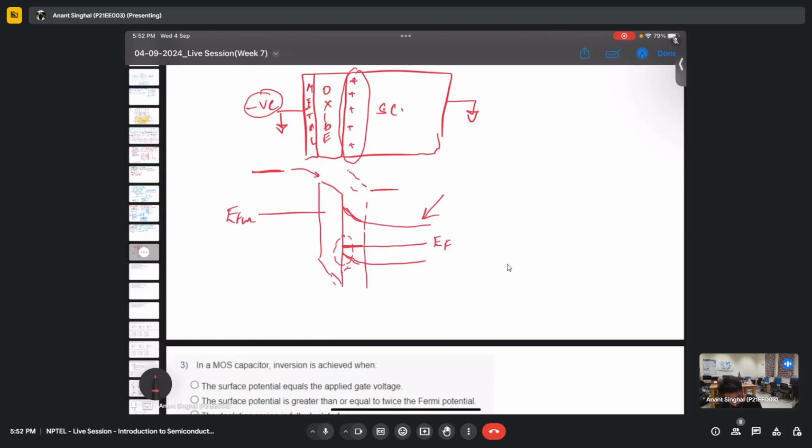So what we have is we have a lot of holes accumulated. Again, it is happening. So this is known as accumulation region. Is there any doubt? Should I repeat? I can do that.